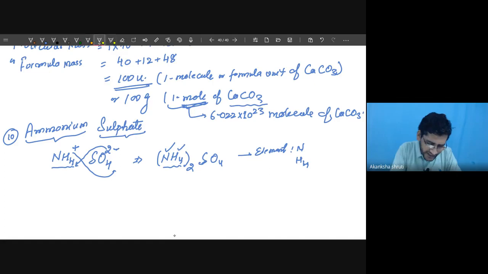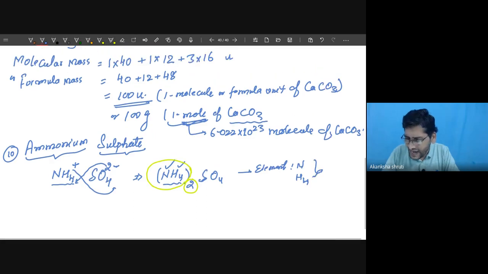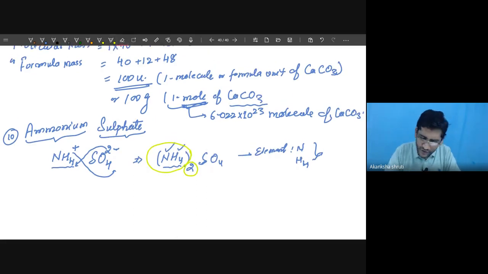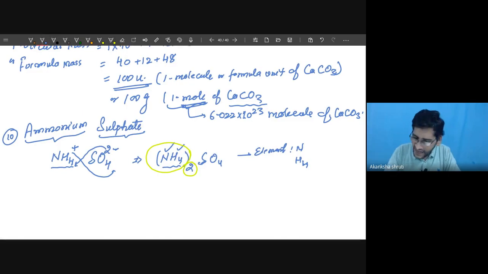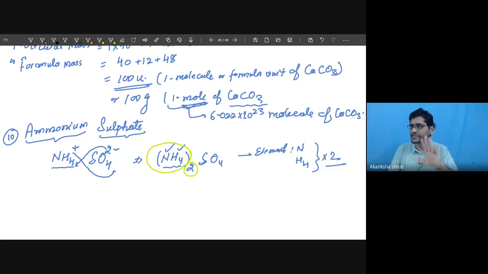But recall here, student, this suffix tells us this entire unit is present 2 times. Therefore, we have to take extra care. This entire nitrogen and hydrogen, which is 4 in their ion form, has to be multiplied by 2. This is the extra care that we have to take wherever the entire radical is present more than 1 time. The other, sulfur, coming to this radical, is only 1 atom, and oxygen 4 atoms. These are present only 1 time. Okay?